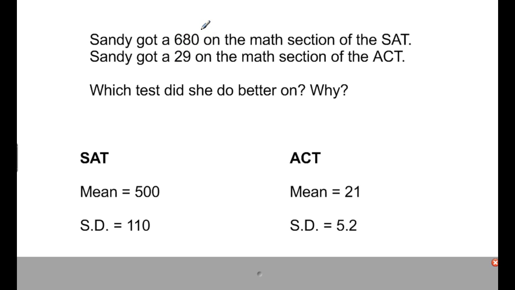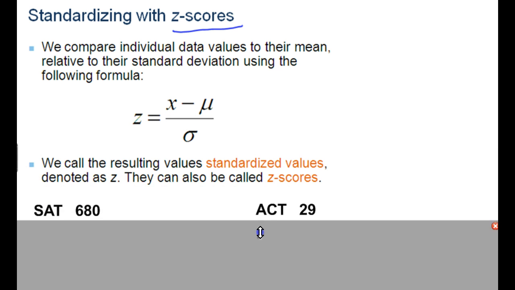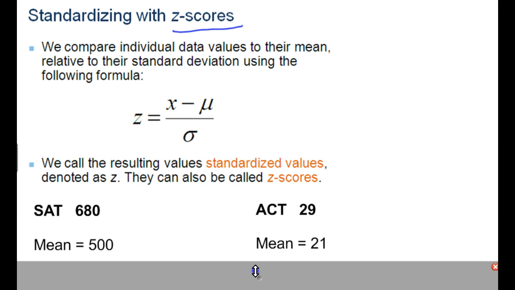And so we can actually compare these mathematically if we standardize them. And so we standardize with something called Z-scores. And Z-scores, when you take Z is equal to the data piece, the X value, minus the mean, divided by the standard deviation, that will always give you a Z-score. Z-scores do not have a unit of measure to them at all. And it just kind of standardizes everything.